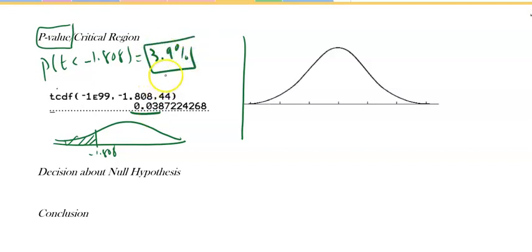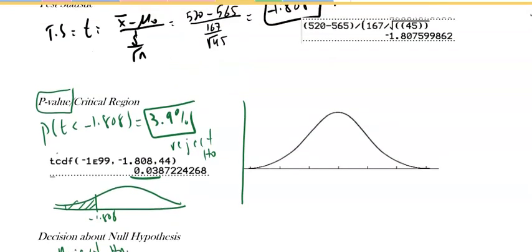If it's 3.9%, what does that mean? We reject the null hypothesis. That's how you do the p-value. Reject the null hypothesis. Let's do it using the critical region.